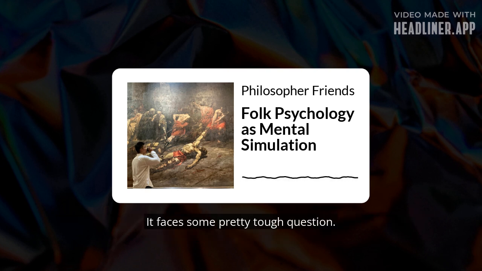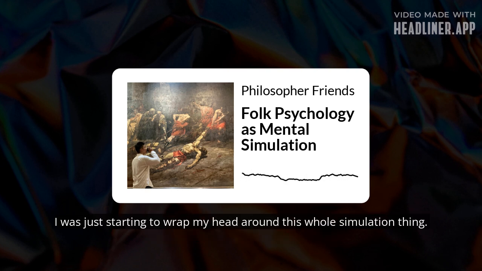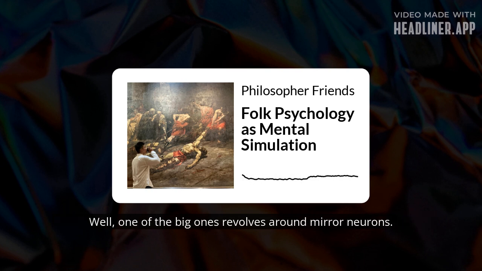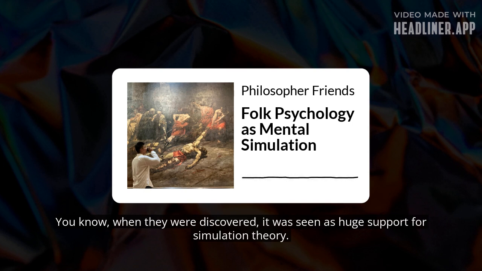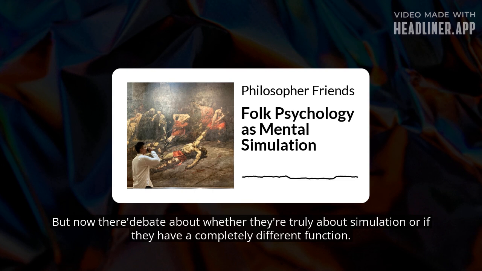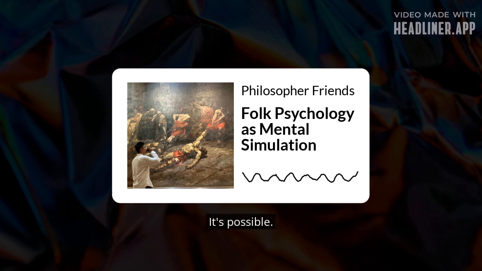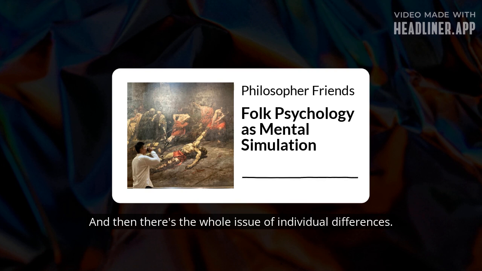It does. It faces some pretty tough questions. Oh, no. I was just starting to wrap my head around this whole simulation thing. What kind of challenges are we talking about? Well, one of the big ones revolves around mirror neurons. When they were discovered, it was seen as huge support for simulation theory. But now there's debate about whether they're truly about simulation or if they have a completely different function. So maybe we got a little ahead of ourselves thinking they were the answer to everything. It's possible. And then there's the whole issue of individual differences.